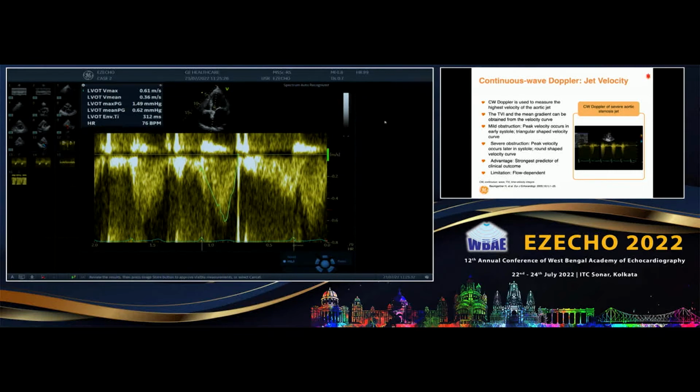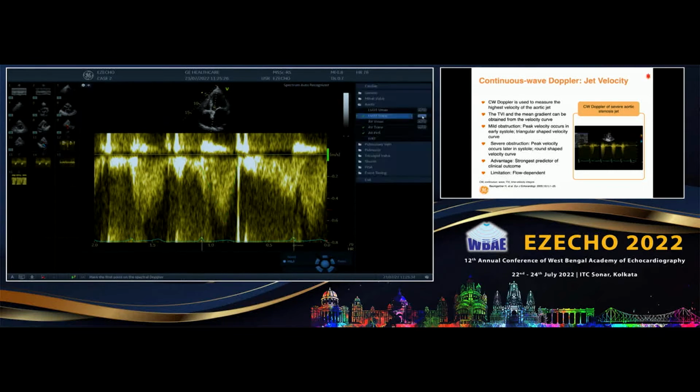Correct? Okay, so all of you know the importance of the real estate. So what he has done is he's decreased the baseline, that millimeters per second thing. Now this will be much more reproducible. And then what you do is always take only the outer border of the modal velocity.